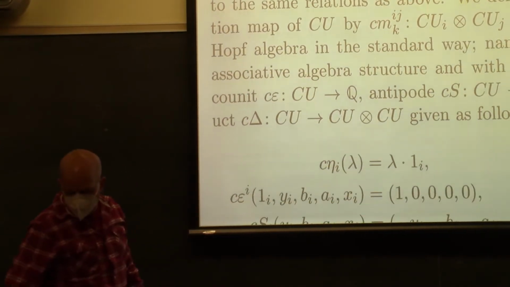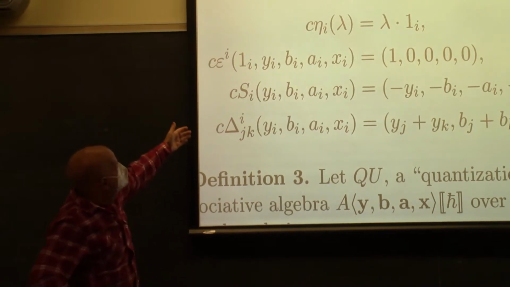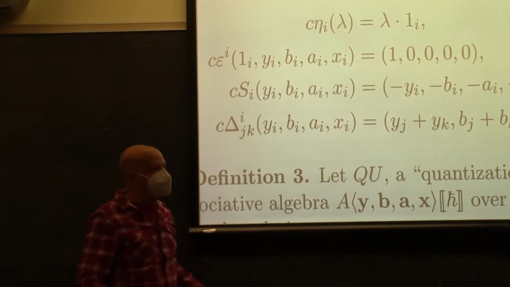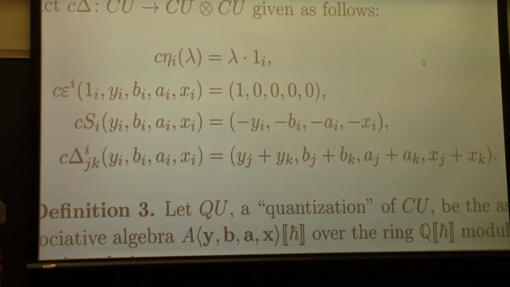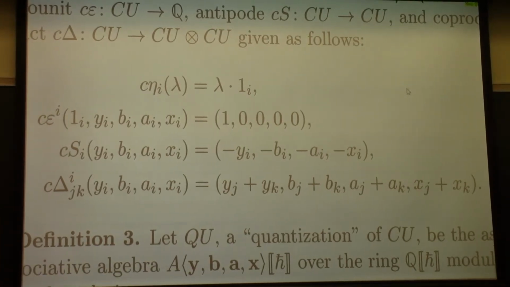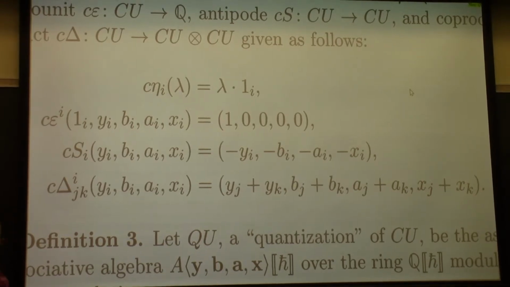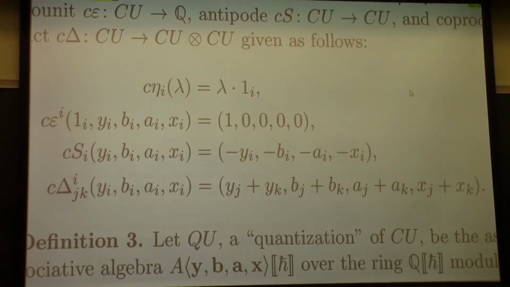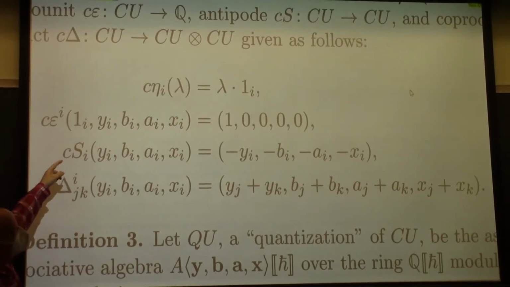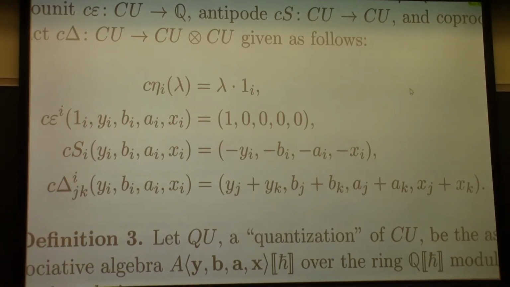So basically, with antipode and coproduct defined by this. Last time I went through it quickly, and in fact I'm planning to go through it even quicker now, but perhaps I should have explained why this structure makes sense. Okay?